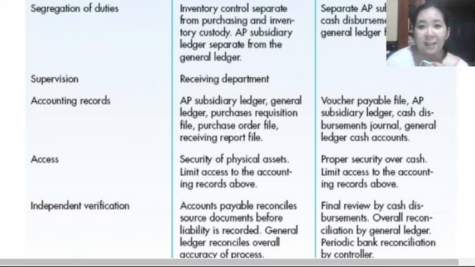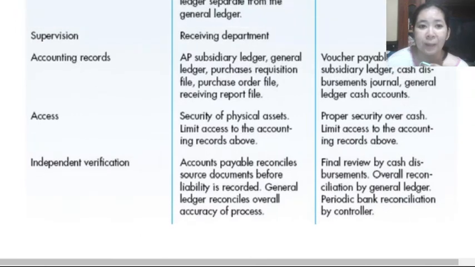For access, in terms of purchases, there should be security of physical assets. There should also be limited access to the accounting records above. For the cash disbursements, there should also be proper security over cash. It should have limited access to the accounting records also mentioned.